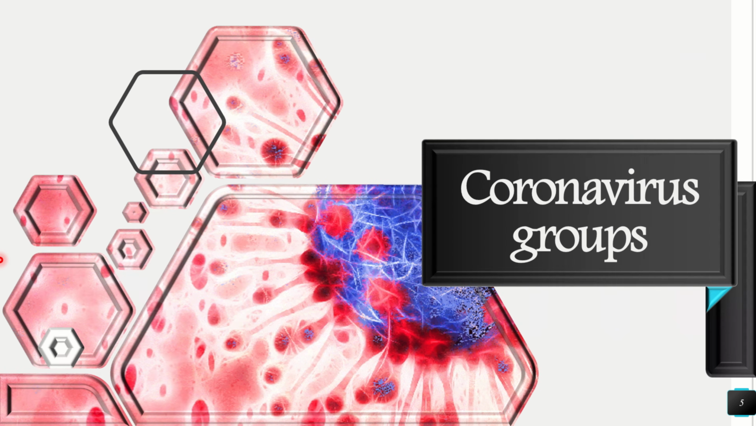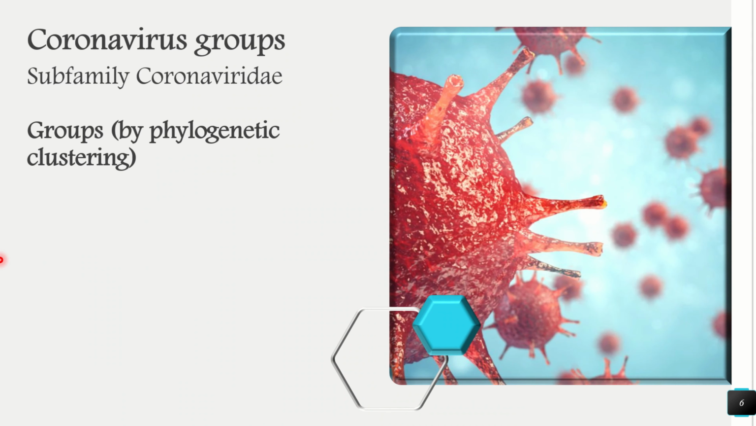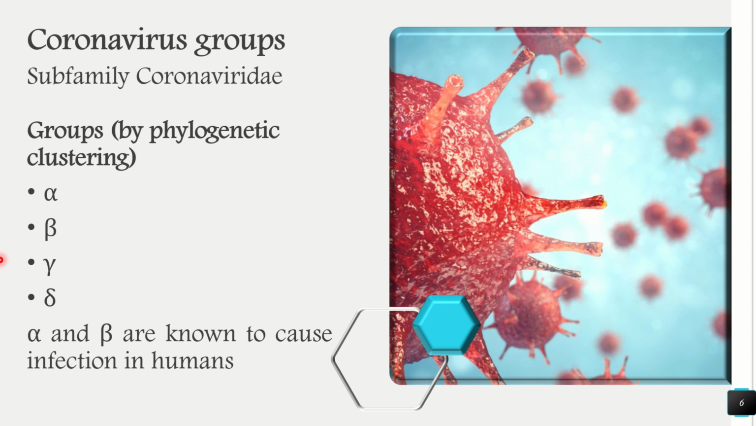Before we continue describing the severe acute respiratory syndrome (CoV-2), we have to talk about the different groups of coronaviruses. Coronaviruses belong to the subfamily Coronavirinae, which is further classified into 4 groups by phylogenetic clustering. The groups are the alpha, beta, gamma, and delta coronaviruses, of which alpha and beta are known to cause infection in humans.